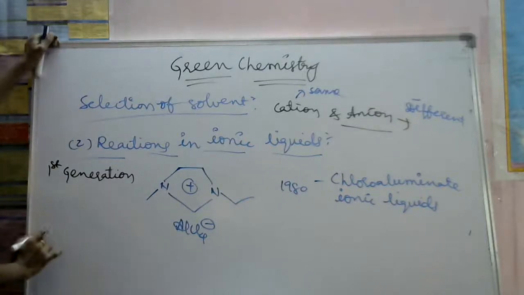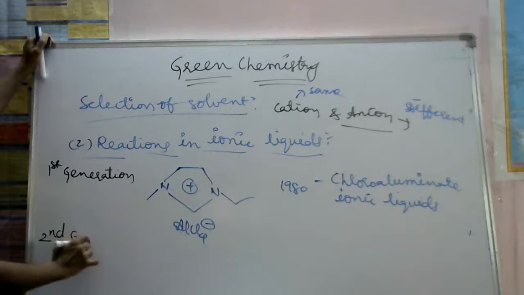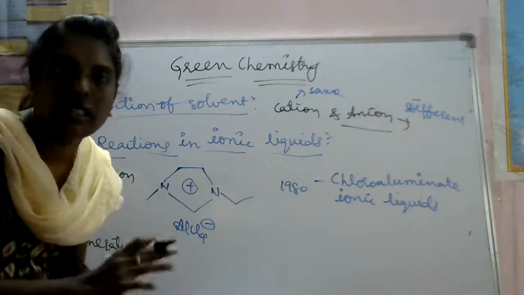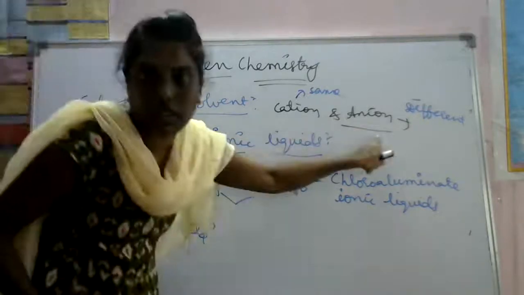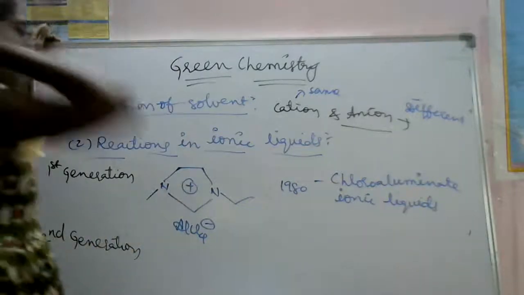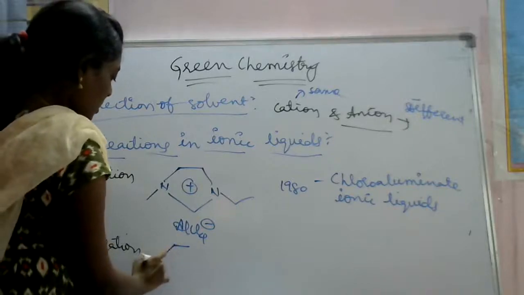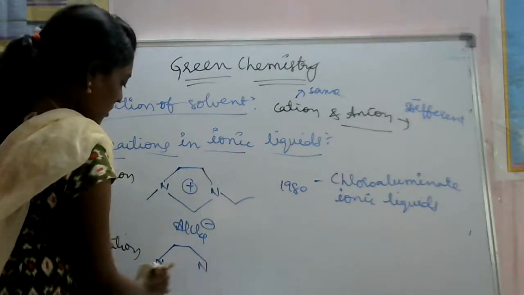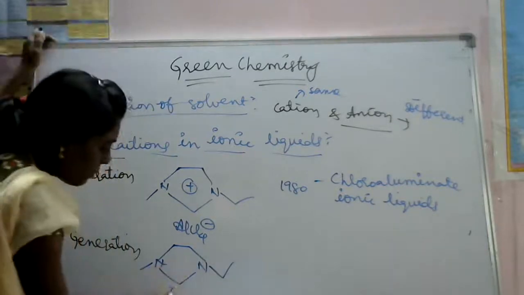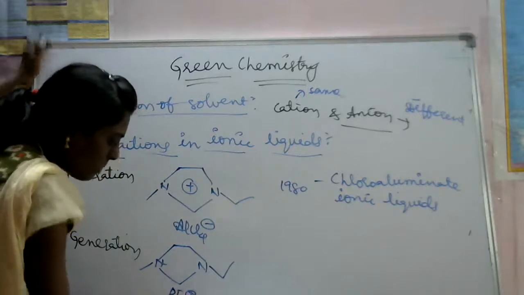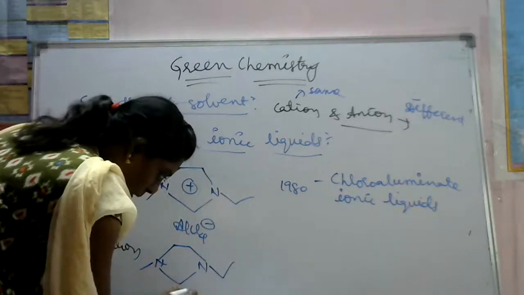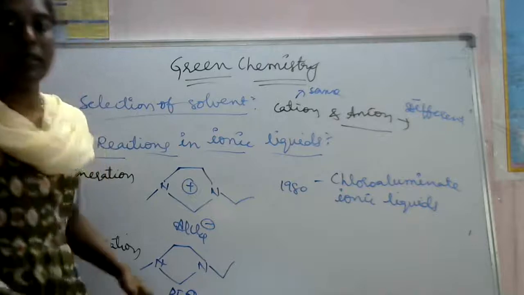Let's see the second generation catalyst. The same cation will be there, just we are varying the anion only. Later they developed one by taking the same cation with BF4 minus, which is the tetrafluoroborate ion.